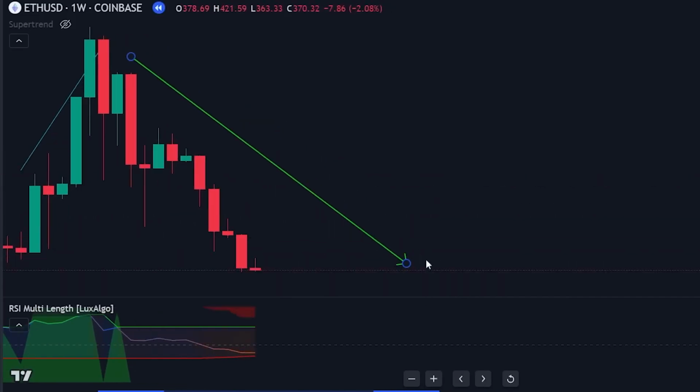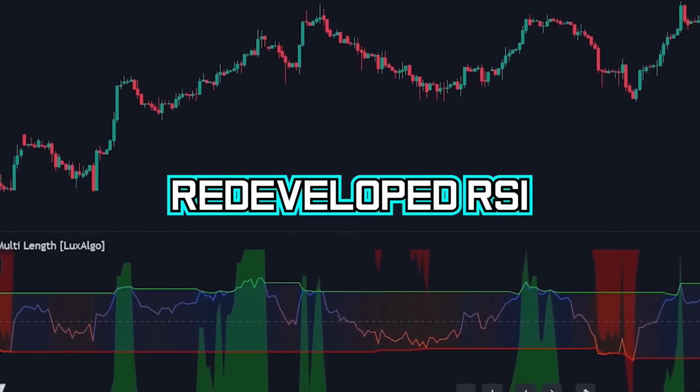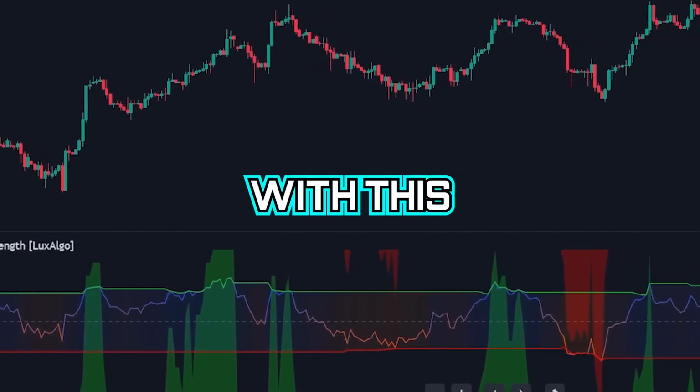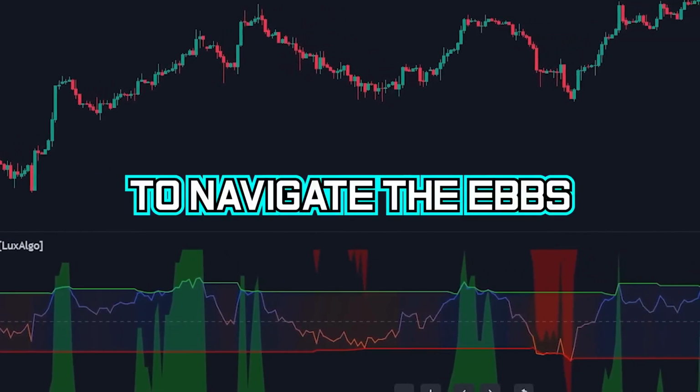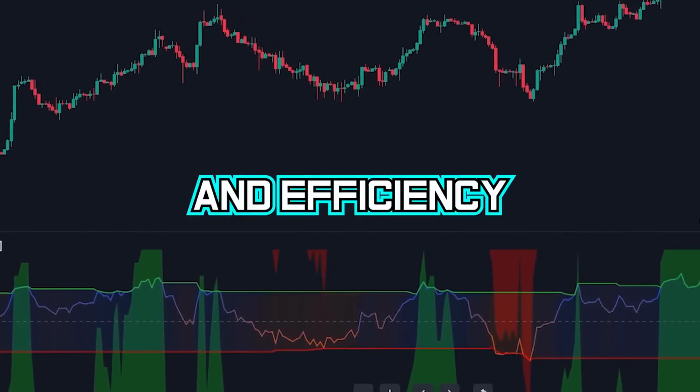And there you have it, people. 2 powerful strategies, all wrapped up in the versatile, redeveloped RSI multi-length. With this in your arsenal, you're ready to navigate the ebbs and flows of the market with a whole new level of precision and efficiency.